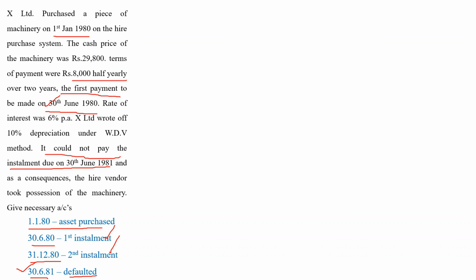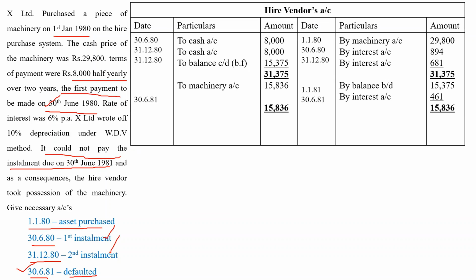Okay, with this information, we will see how to prepare ledger accounts. The ledger accounts in the books of hire purchaser, that is X Limited. So in the books of X Limited, we are preparing hire vendor account. I have already uploaded another video which talks about how to prepare ledger accounts in the books of hire purchaser and hire vendor without journal. The link is in the description box. So do watch that video and then come back for this video for a better understanding.